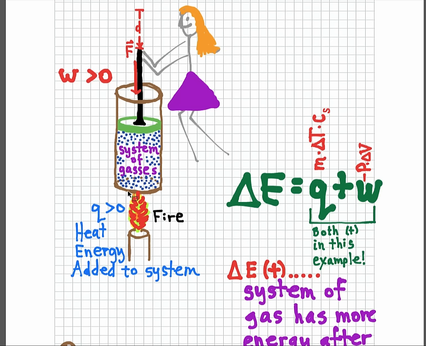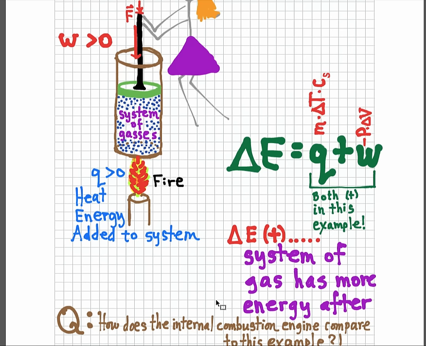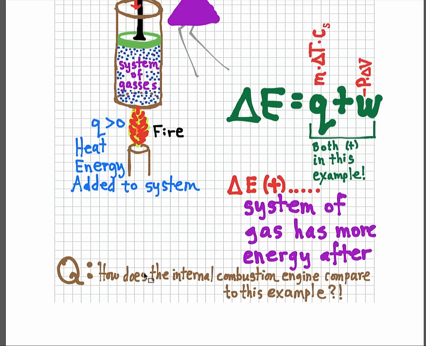Also, it must be a fairly sturdy cylinder because I'm heating it from below with a fire, a torch, a candle, or something. The convention is here that Q is positive. I'm adding heat energy into the system. So on both accounts, both Q and W are contributing to the increasing energy of the system. The system of gas has more energy than before, so delta E is positive. It gained energy.